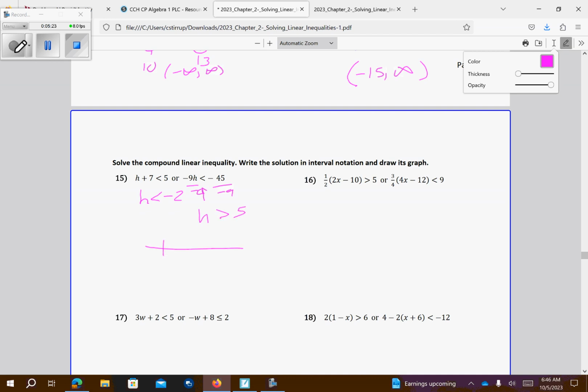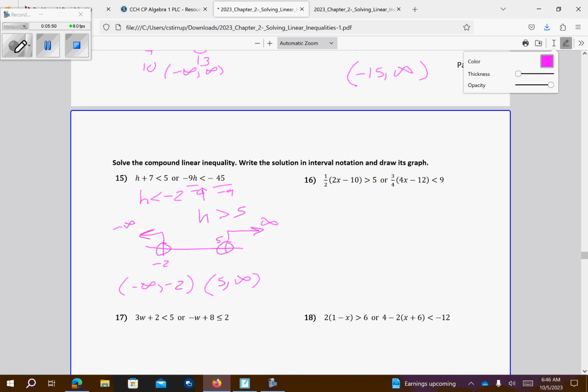So I have an open dot at the -2 going this way. I have an open dot at the 5 going this way. This is an OR problem, so that goes to -infinity and positive infinity. So my answer is -infinity to -2, soft bracket or parenthesis, and then going from the 5 to infinity. That was an OR problem. Again, we just want to see where the line exists.